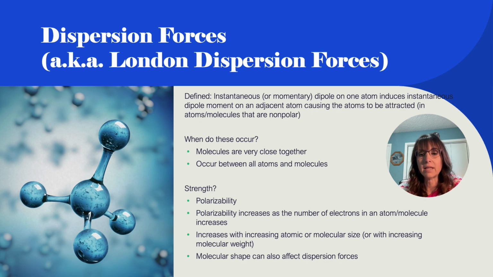This increases as the number of electrons in an atom or molecule increases. So then this also increases with atomic or molecular size. Example, if you look at the noble gas column, obviously at the bottom of the column, they're much bigger atoms. Therefore, they are going to have stronger dispersion forces and higher boiling points because those molecules want to stick together better. And the last thing is that molecular shape can affect dispersion forces.